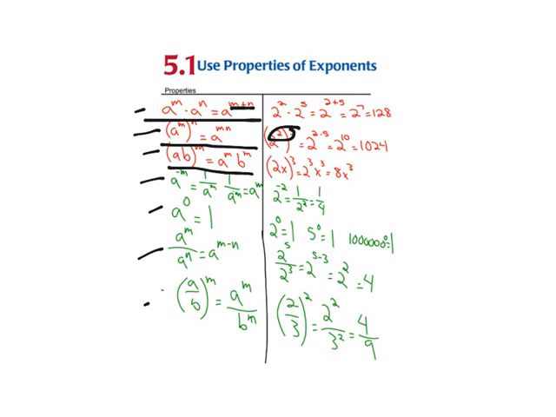a to the negative m. Anything to the negative power goes to the bottom, and you can write it over 1. So 1 over a to the m. So if I had 2 to the negative 2, that would be 1 over 2 squared, or 1/4. a to the 0, anything to the 0 power is 1, so 2 to the 0 is 1, 5 to the 0 is 1. 100,000 million to the 0 is 1.